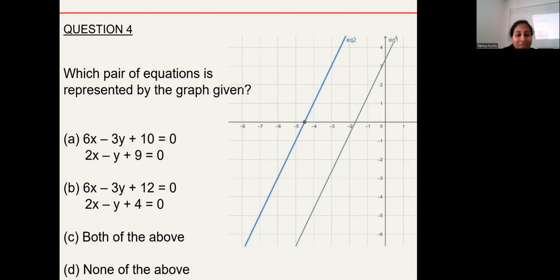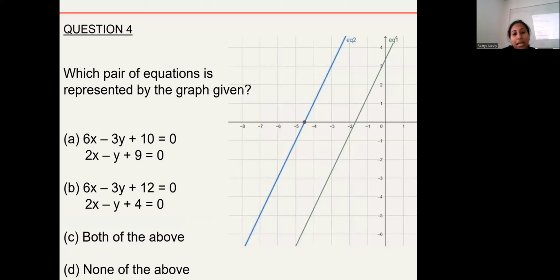What is the easiest way of answering this? The easiest way of answering this would be for both of them. Okay, what do we know? We have the point where it intersects the x-axis, right? We also have the point where it intersects the y-axis. So just find approximate values. You substitute values and find out which pair of equations is represented.